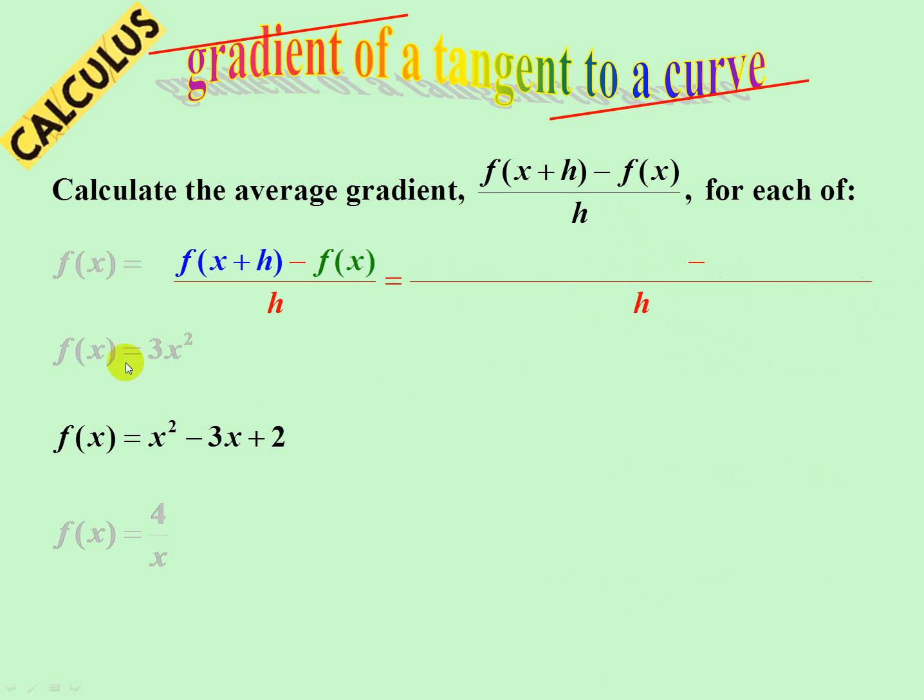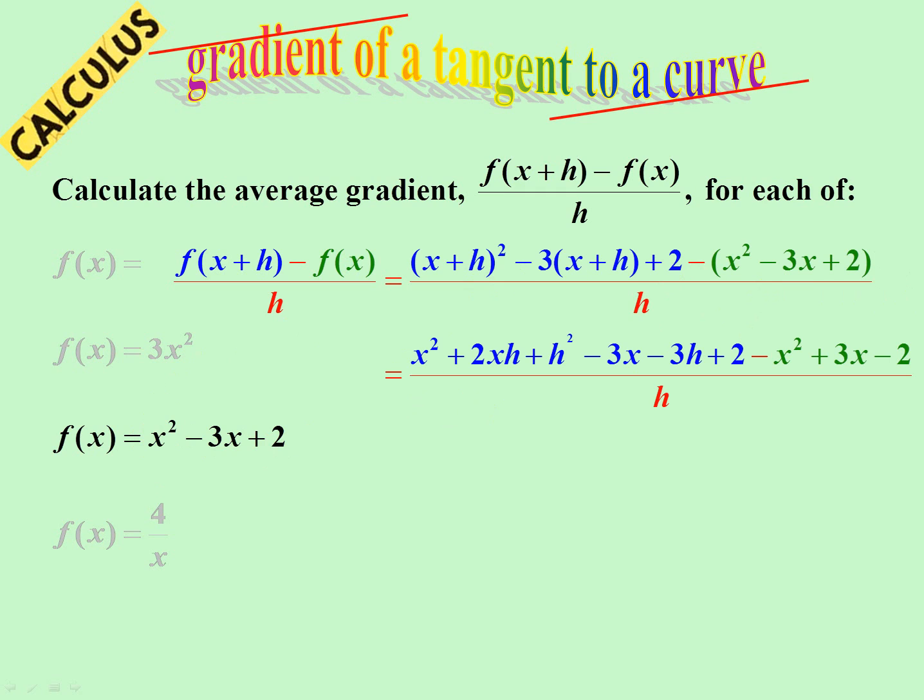Oh, getting complex now. We're going to put x plus h instead of x. So we're going to have an x plus h squared minus 3 times x plus h, plus 2. Minus f of x in brackets. Now we'll take away the brackets and simplify. Notice the sign change. Common factor of h. H is cancelled, and that's our average gradient.